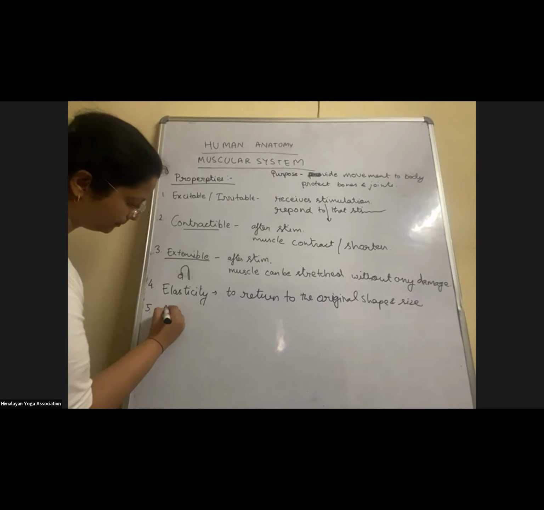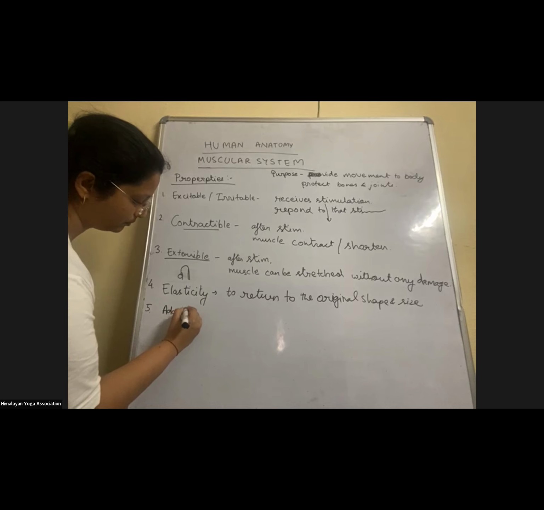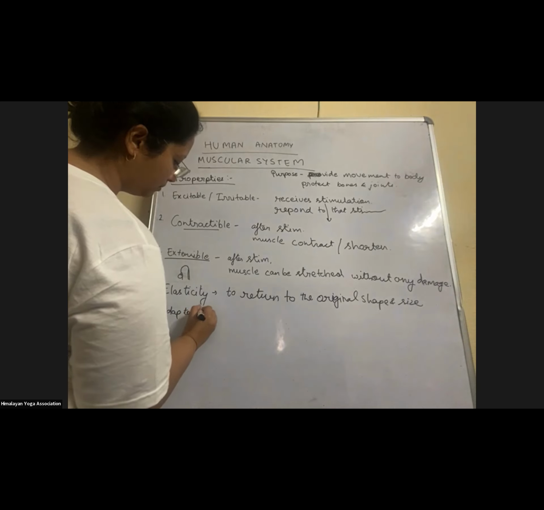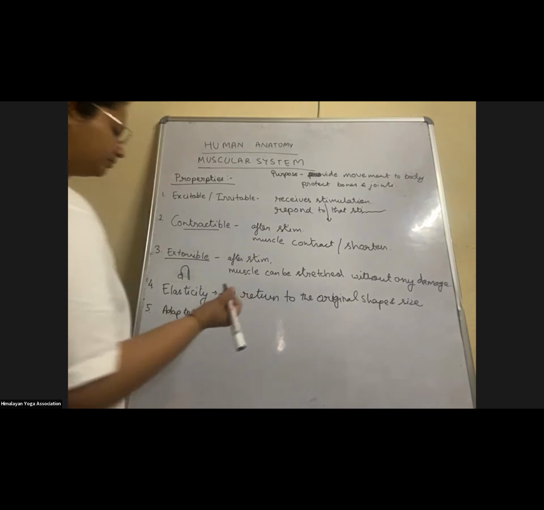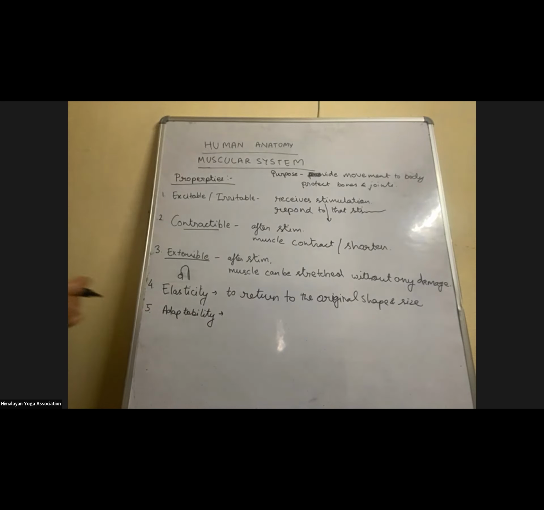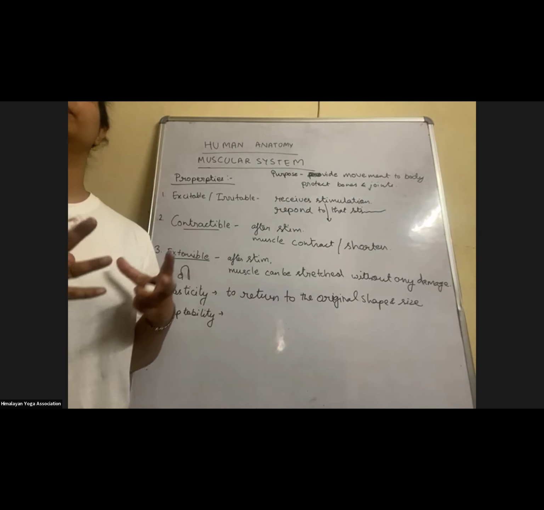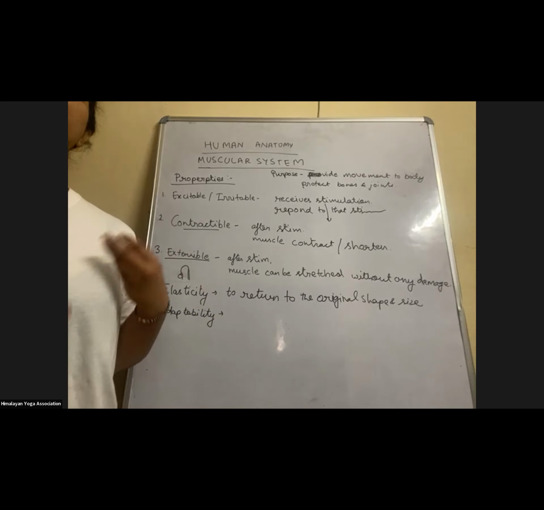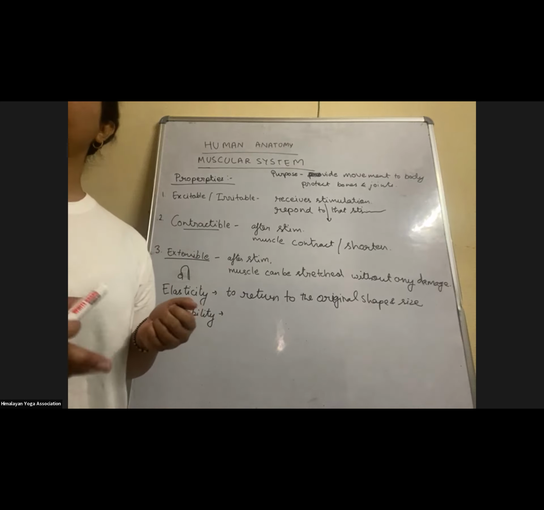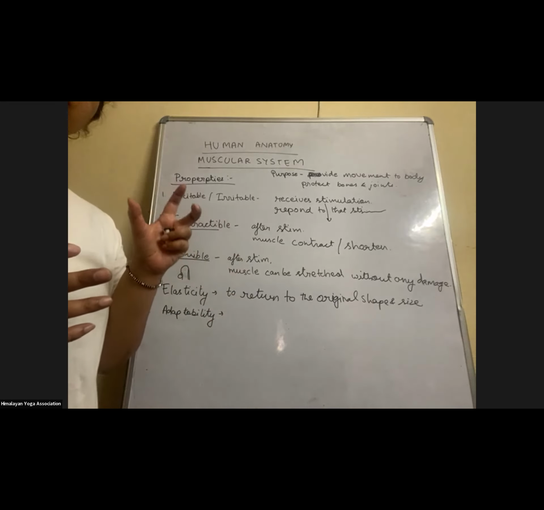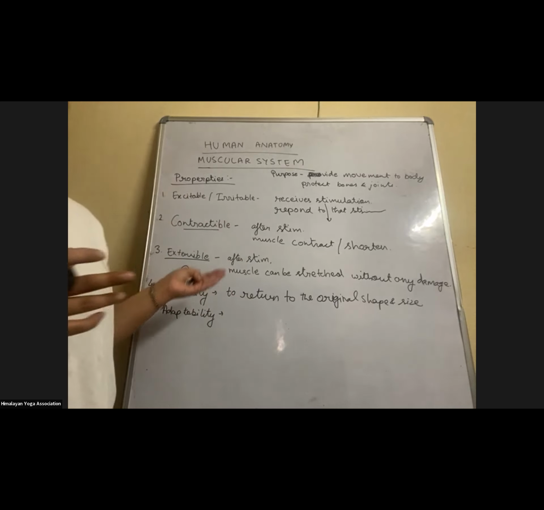Next is adaptability. Adaptability, with a T. See, if a person goes to a gym and does dumbbells every day, consistently, what happens? His muscle is enlarged. And if a person is not doing any form of exercise, what happens? His muscles are wasted away. They instead shrink. So that is the adaptability that muscles have.